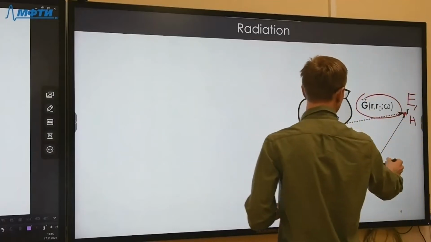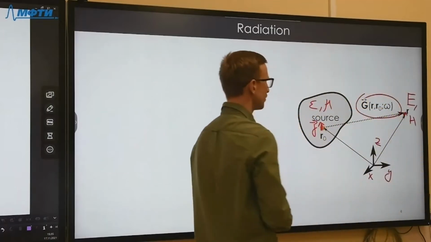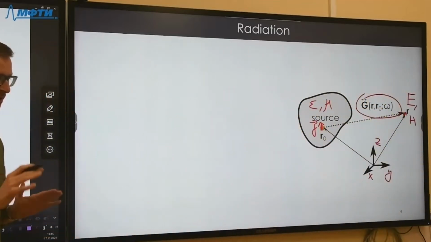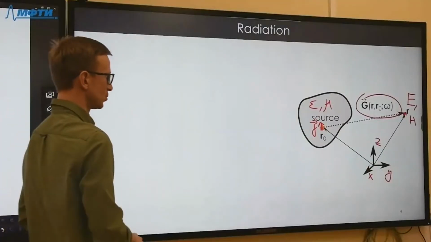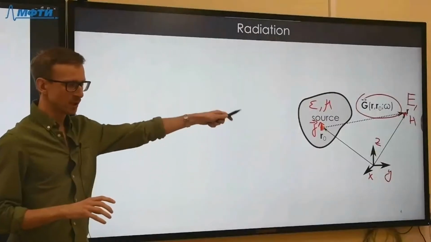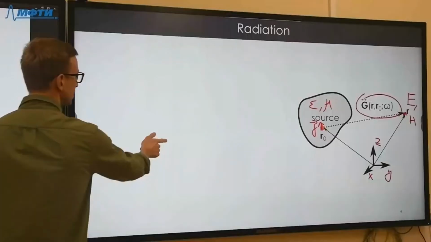Again, this is our local coordinate system. So this is the Green tensor. This is the quantity that actually dictates the creation of emission by any source. And today we're going to find a solution to that problem. We're going to find the Green tensor of the simplest system, that is the free space.